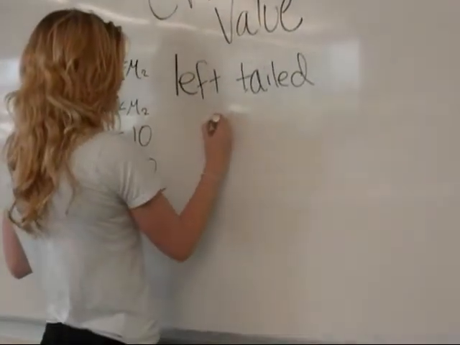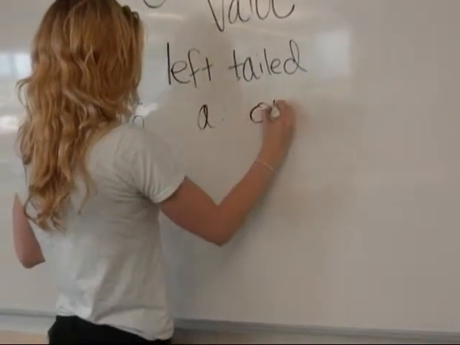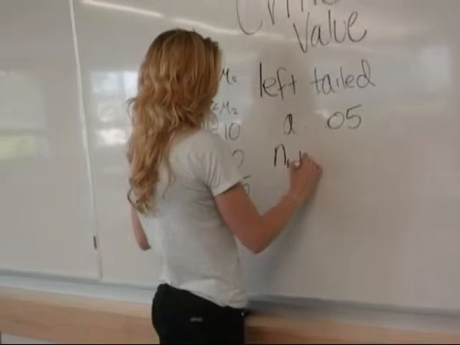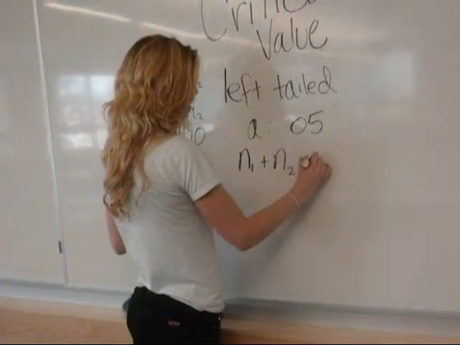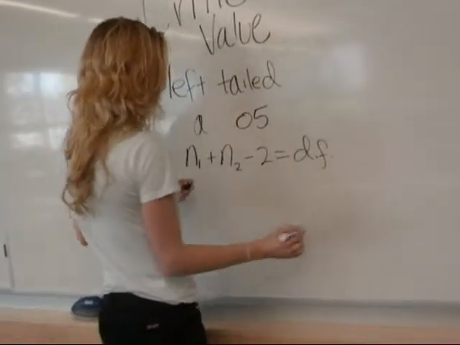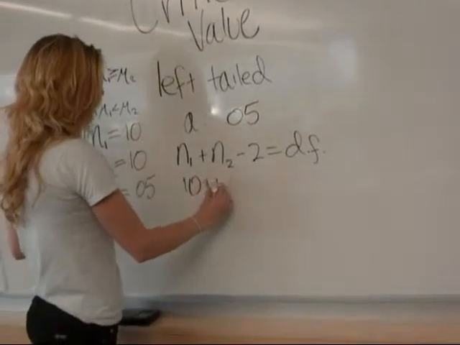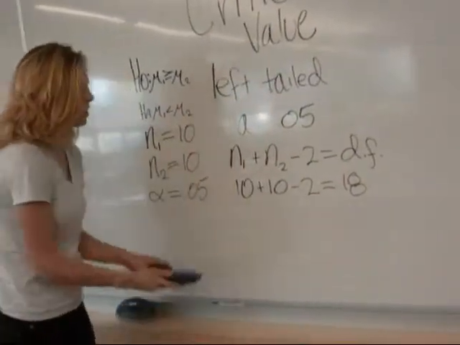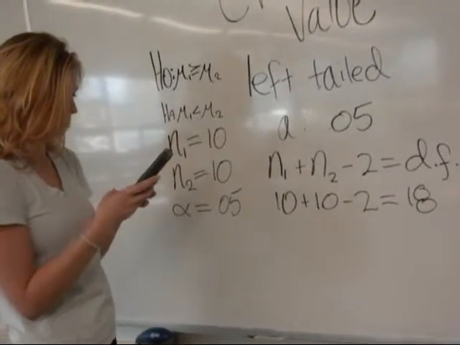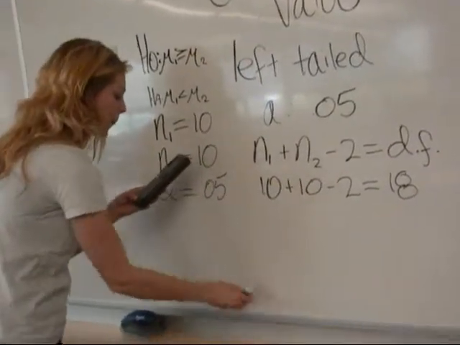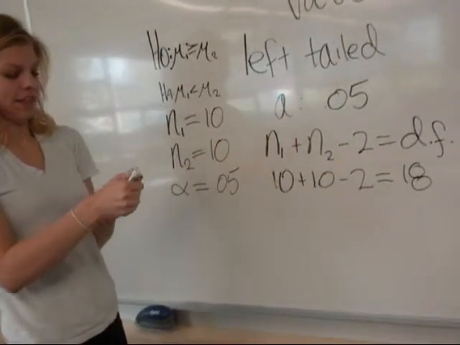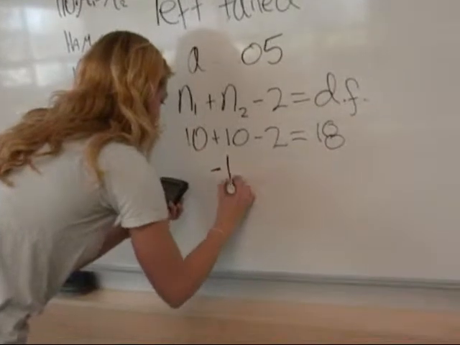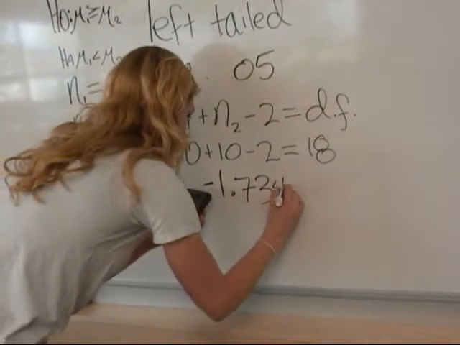So for area, it's 0.05. And then to find your degrees of freedom in a two-sample t-test, you go N1 plus N2 minus 2 equals degrees of freedom. That's 10 plus 10 minus 2 equals 18. So, you plug that into your calculator. And for your critical value, you get negative 1.73406.